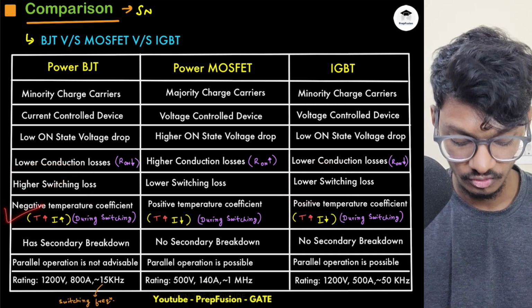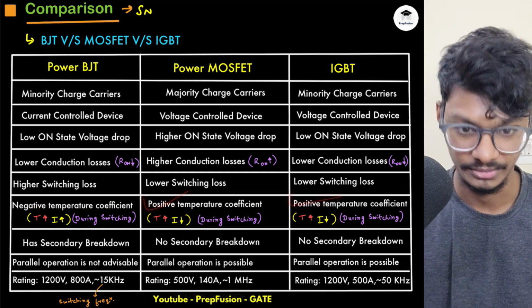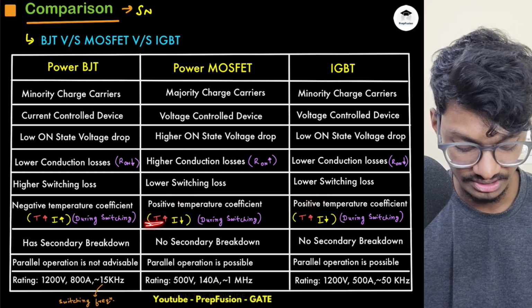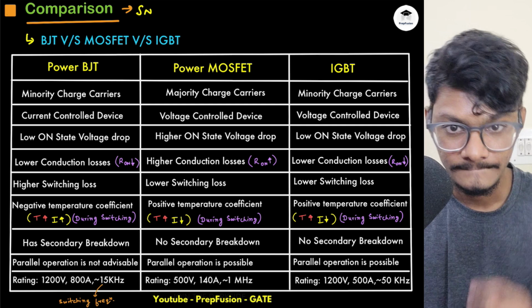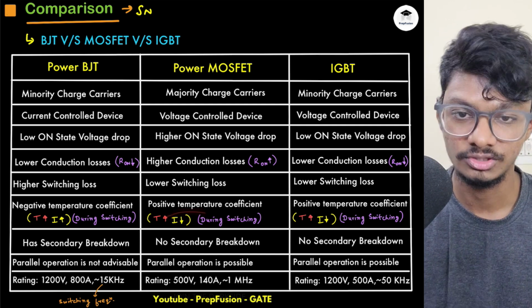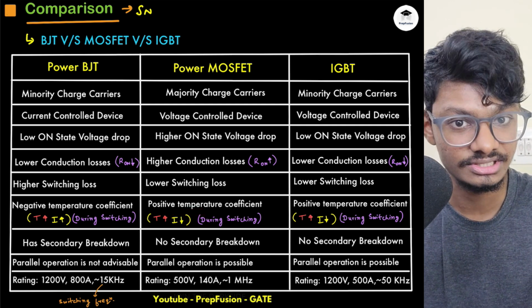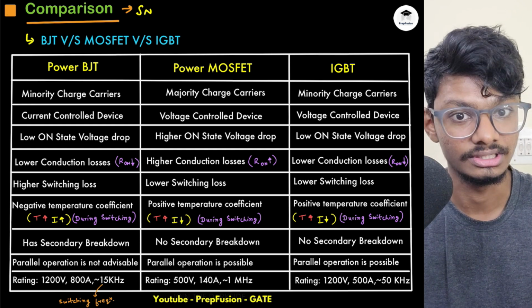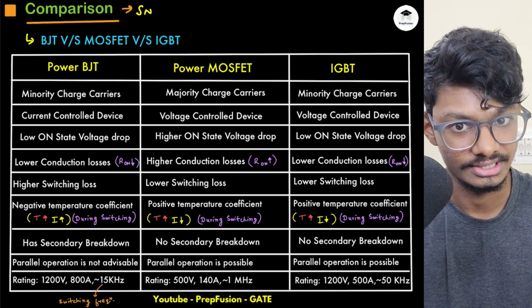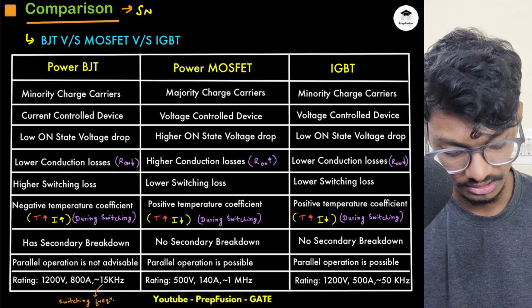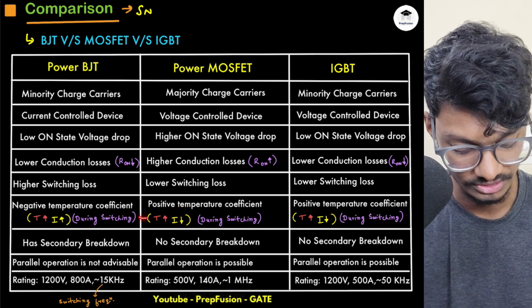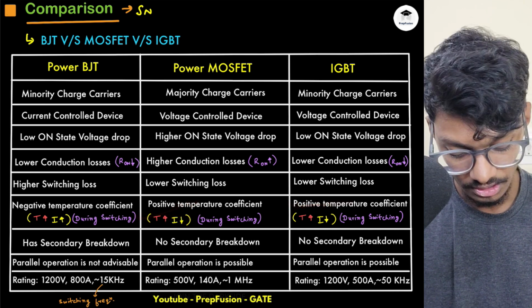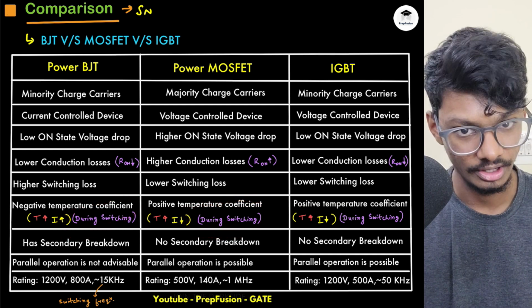BJT has a negative temperature coefficient. MOSFET is positive. IGBT is also a positive temperature coefficient. So if temperature increases, current will decrease. Why? As this is a positive temperature coefficient, if temperature increases, the resistance also increases. If the resistance increases, the conductivity decreases. If the conductivity decreases, current will decrease. Hence, this is a positive temperature coefficient. This is the same reason. All these are during switching obviously.